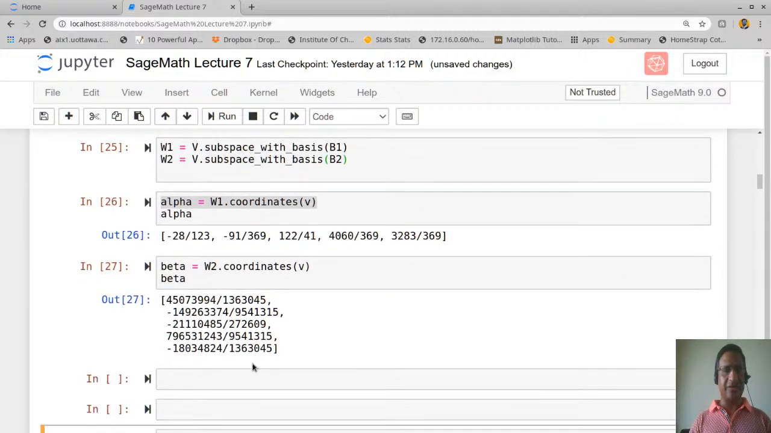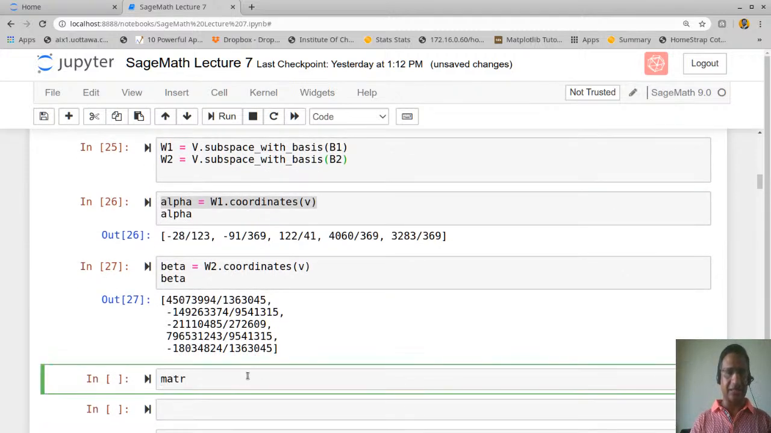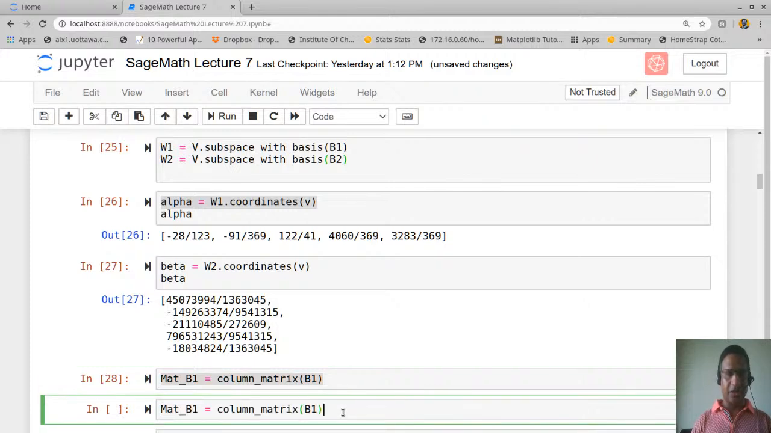So in case we look at, let us say, matrix, let us define a column matrix with b1, that is first column is the first vector in b1 and so on. So let me call this as, let us say, mat b1. Similarly, what will be the mat b2? This is the column matrix whose columns are the basis vectors of b2.